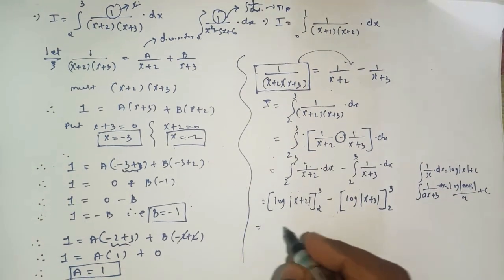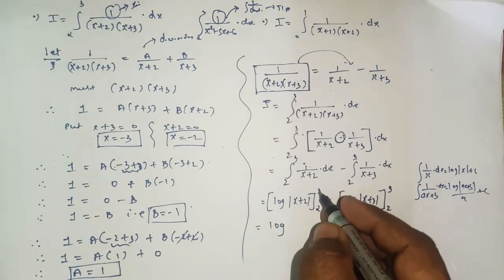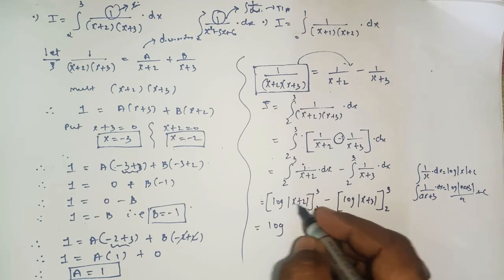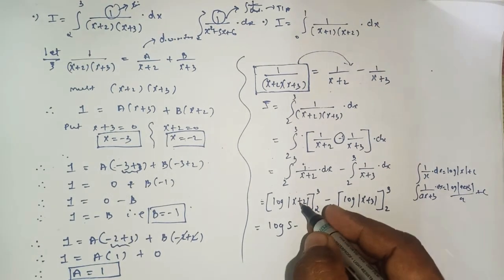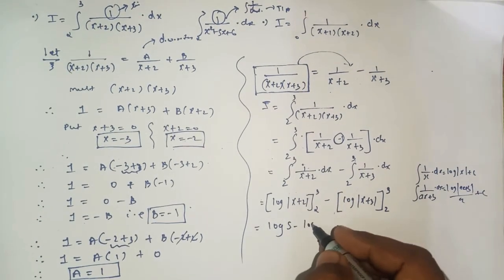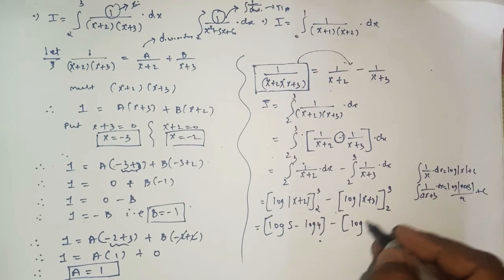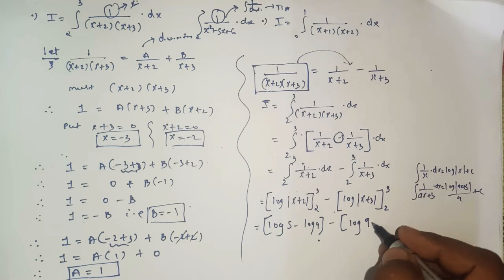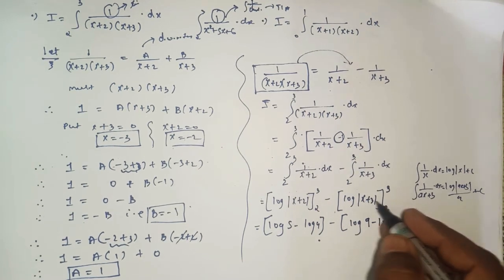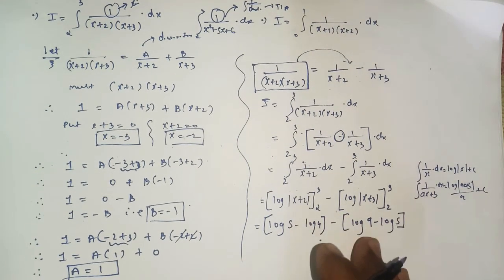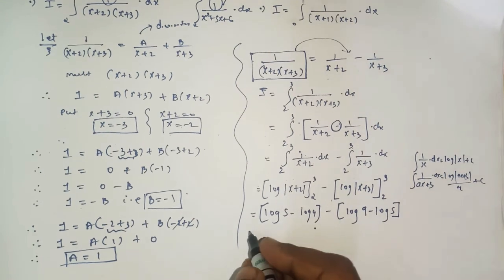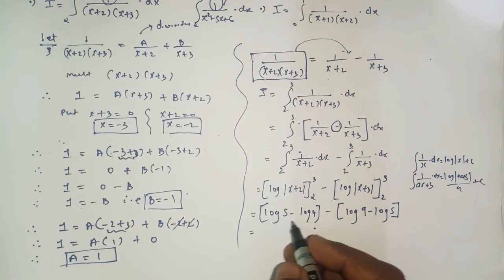So now simply you will replace first by the upper limit, so 3 plus 2 will be 5. Then by the lower limit, 2 plus 2 is what? 4. Okay, first we'll replace it by 3, so 3 plus 3 is 9, and by 2, 2 plus 3 is what? 5. So here we got log 5 minus log 4.